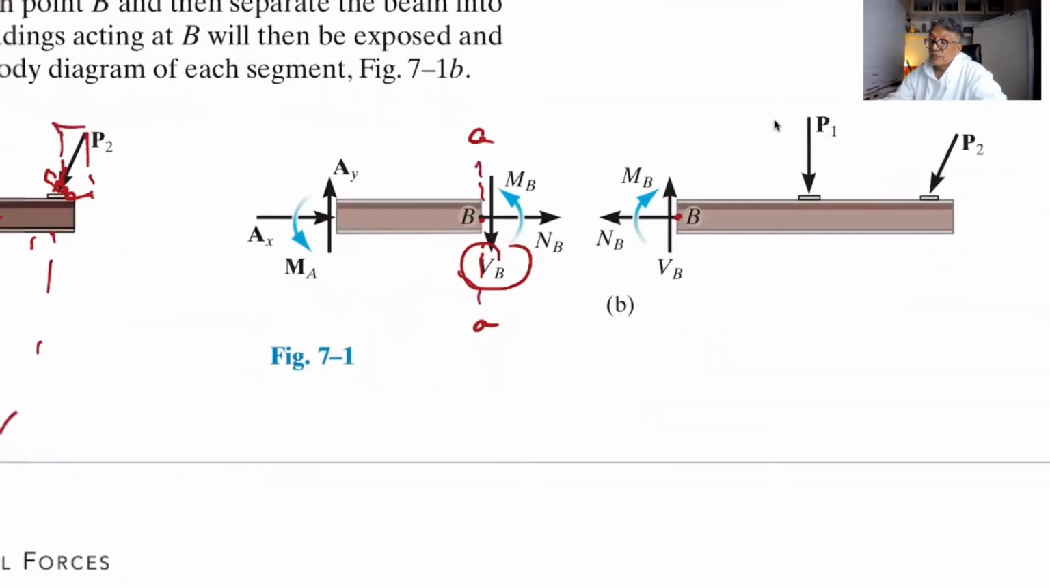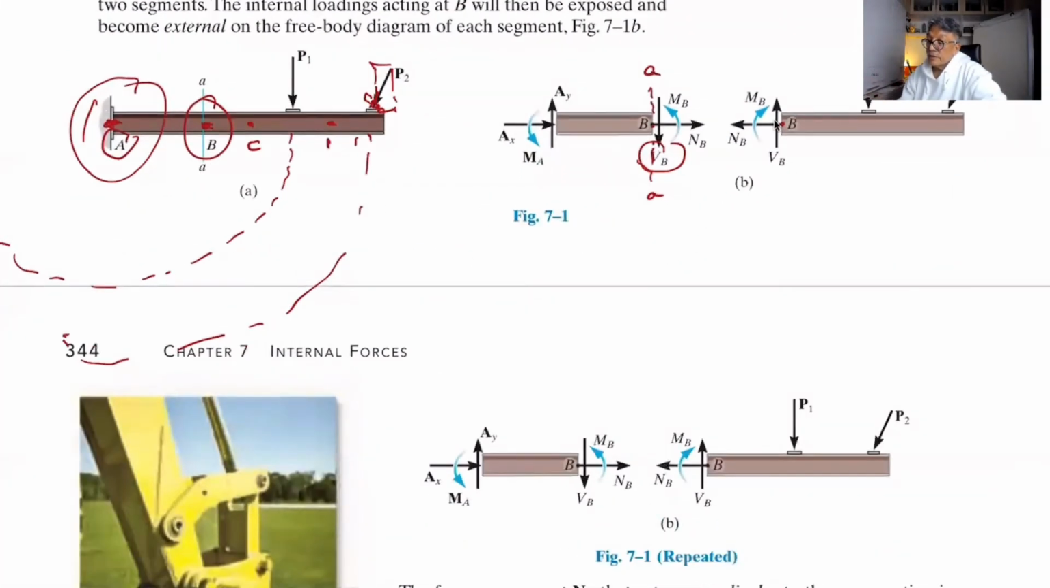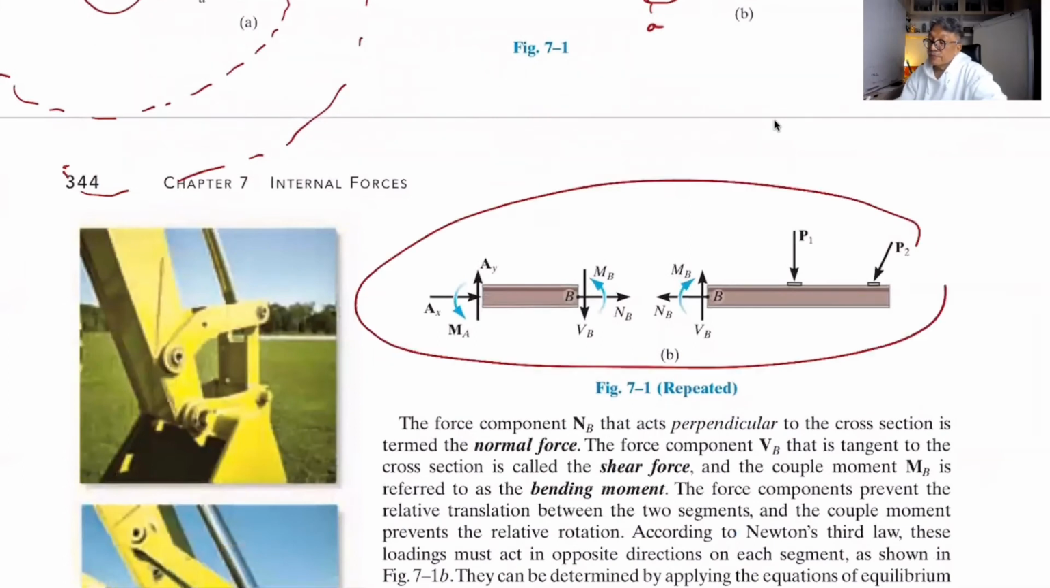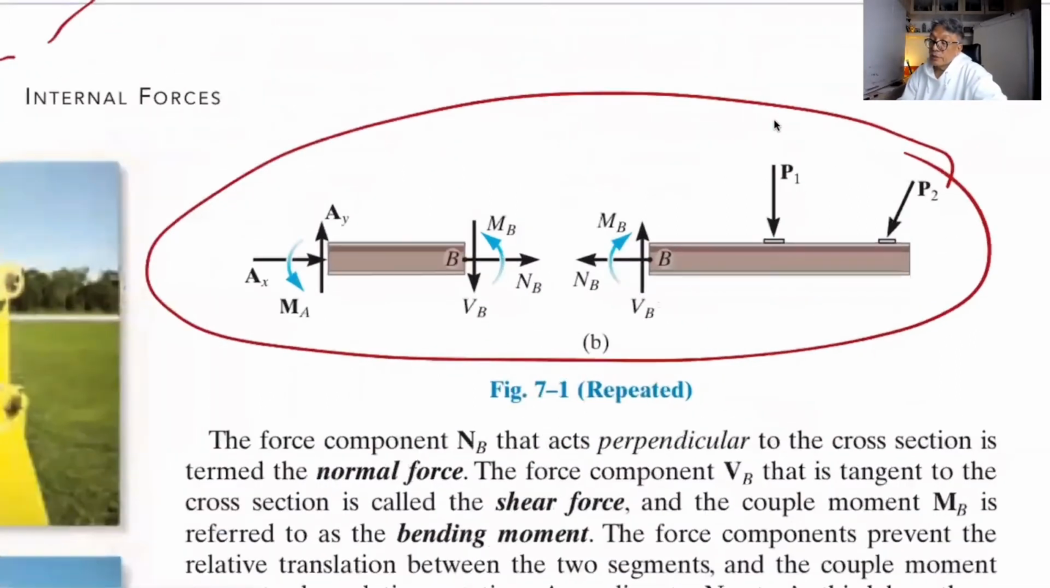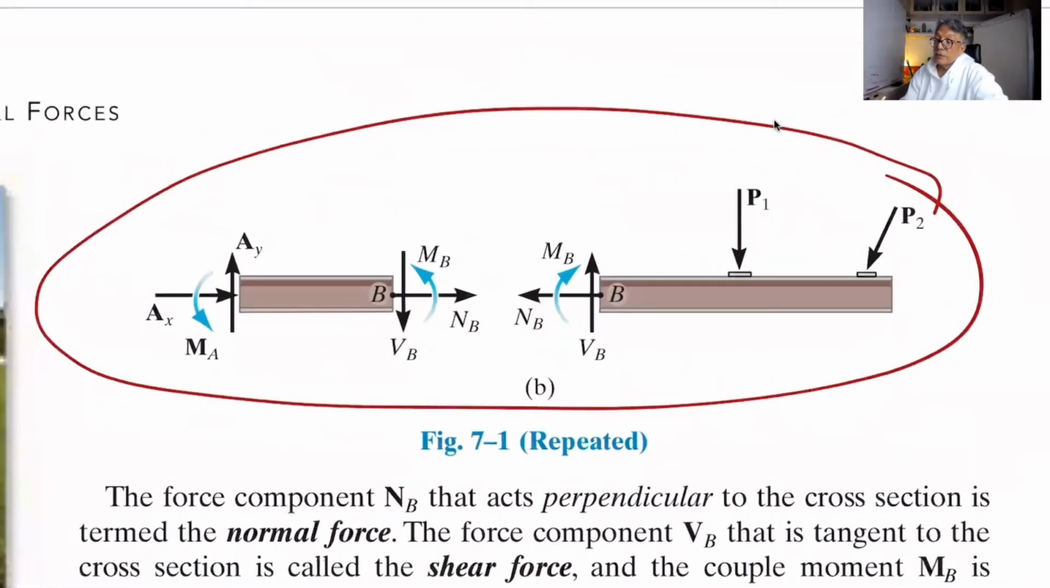Now, I hope you understand, and this is how it works. This is how we introduce a free body diagram and write down what forces and moment are acting at the location we are going to. The point is here, the internal loading is now clearly exposed as an external load: VB, NB, and MB.